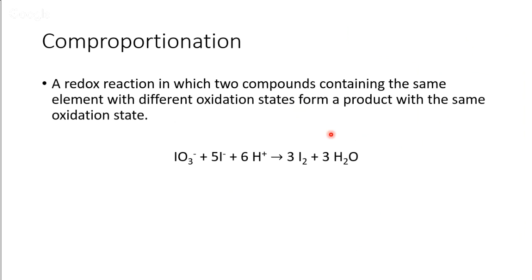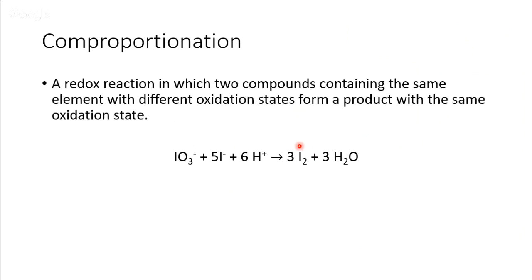On the flip side, we have comproportionation, and I'll leave it to you to determine all the oxidation numbers here because this one's good practice. But a comproportionation is a reaction in which two compounds containing the same element with different oxidation states form the same product, which has the same oxidation state. So we have IO3 minus and we have iodide ion, and both of these ions are being converted to iodine, I2, which is a free element with an oxidation number of 0. So that's a comproportionation.